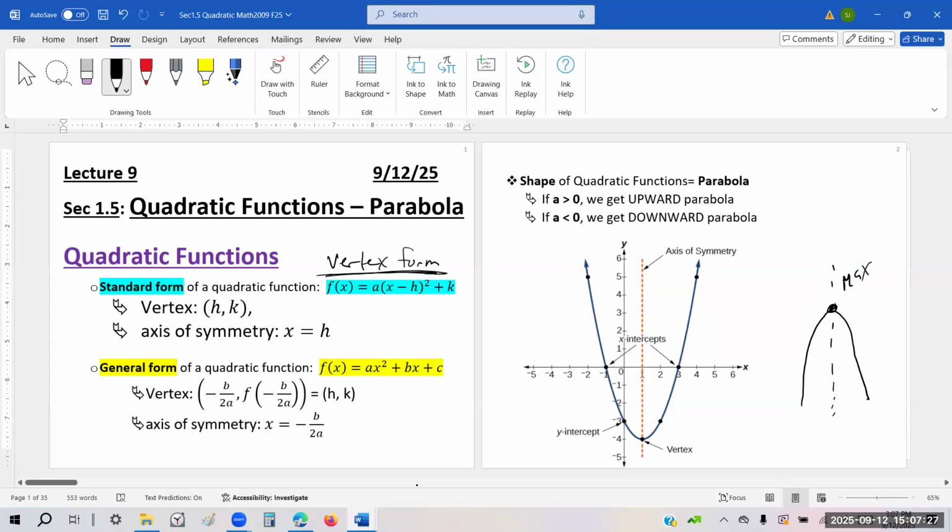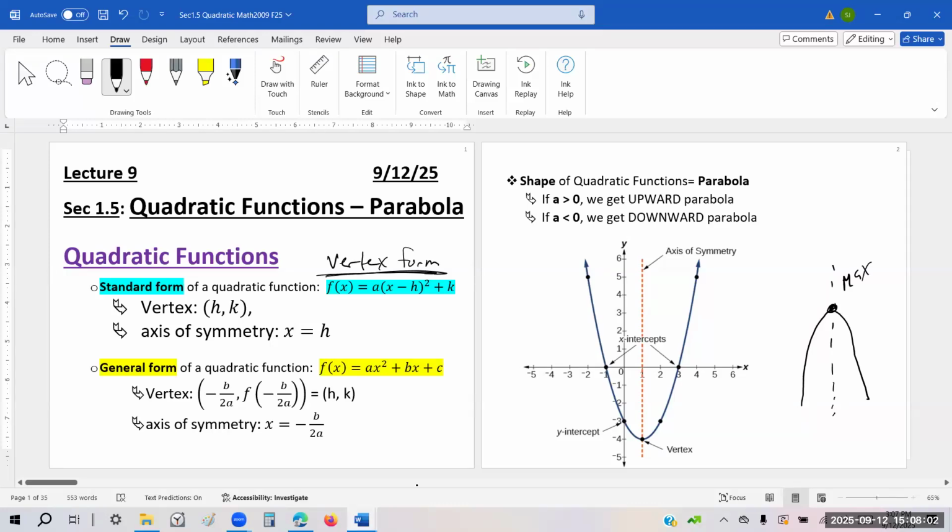Now that's why we have a vertex format, because in this format we can see our x and y value of the vertex. The format says we have y equals a times x minus h whole square plus k. The h and k combined, then we get the vertex. H is the x value, k is the y value. And that is the symmetry. The vertical line is x equals the x value of the vertex.